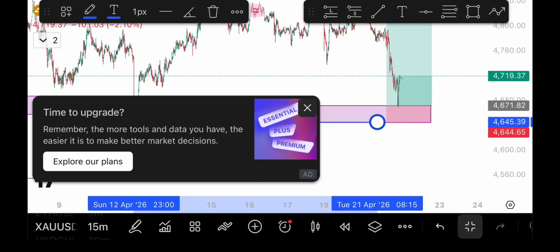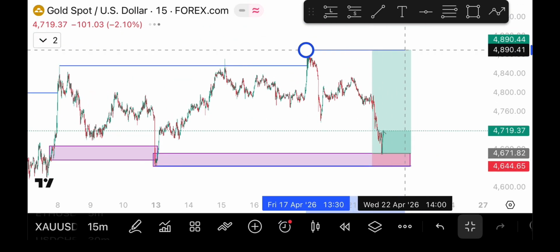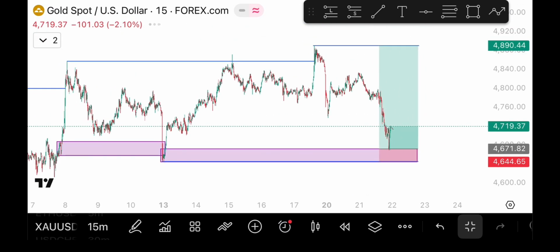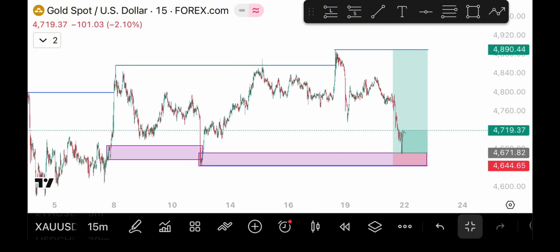So now I have posted this analysis on gold. I know a lot of people trade gold. Gold is one of the most traded pairs. So I marked out this analysis since Monday. And now price has tapped into the zone, not just today. Price tapped into the zone and it is buying already.